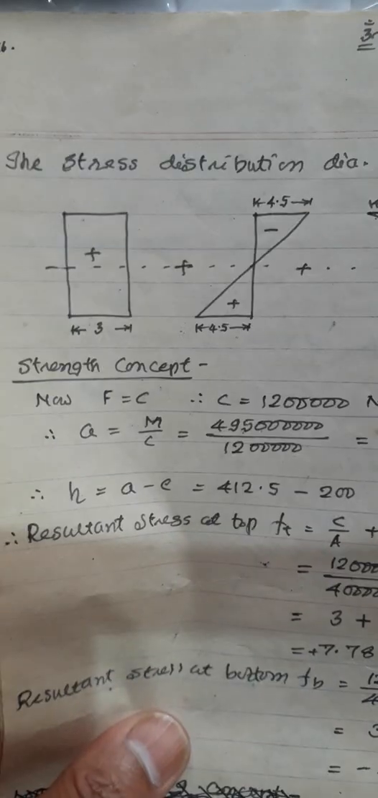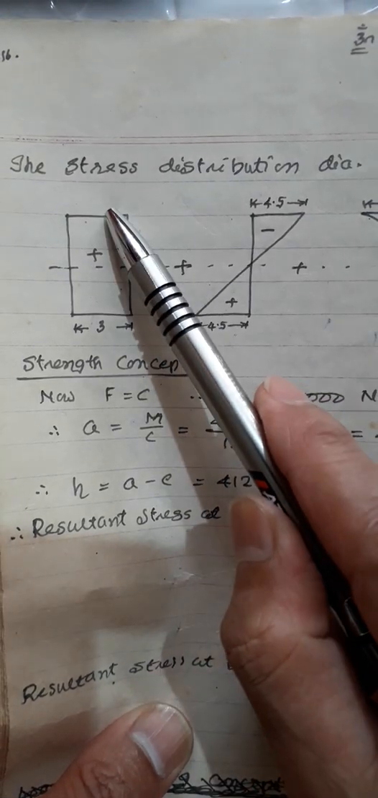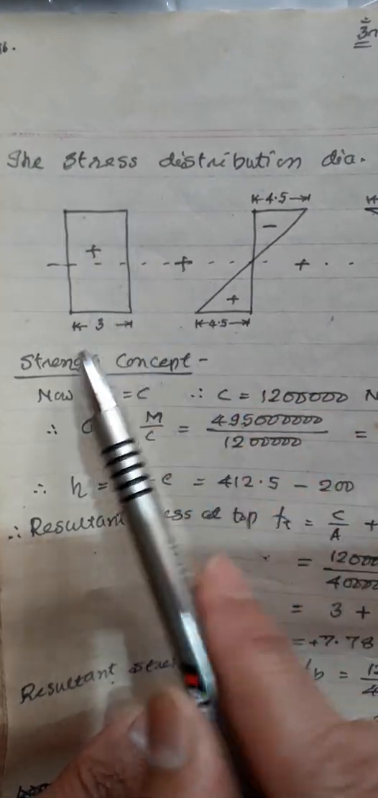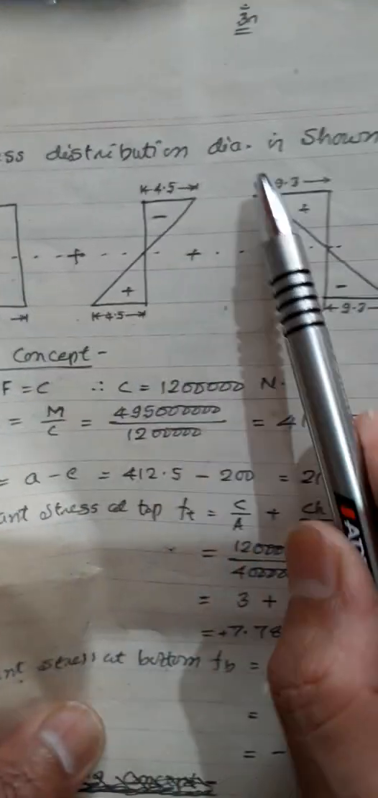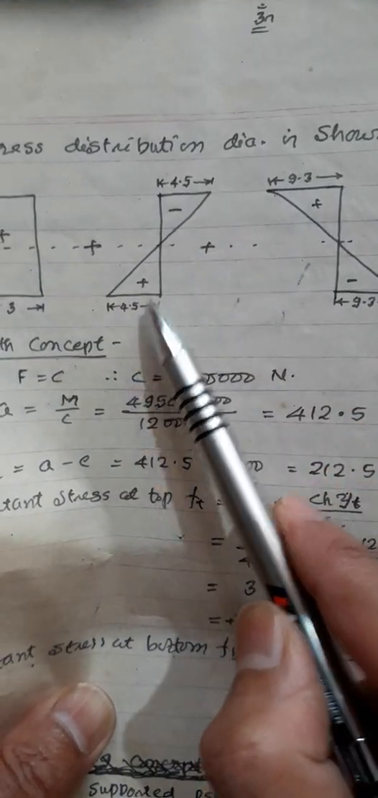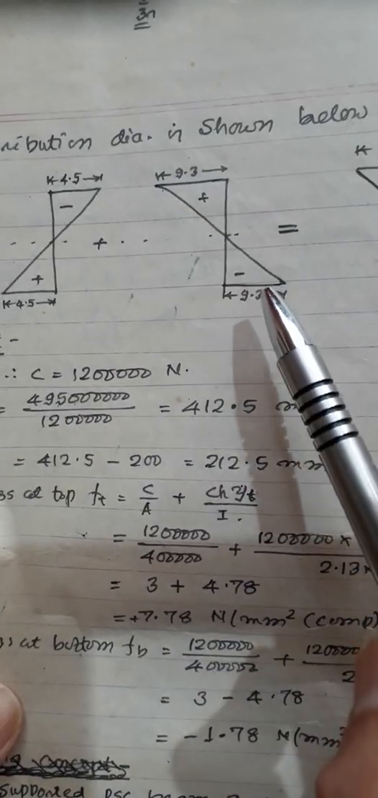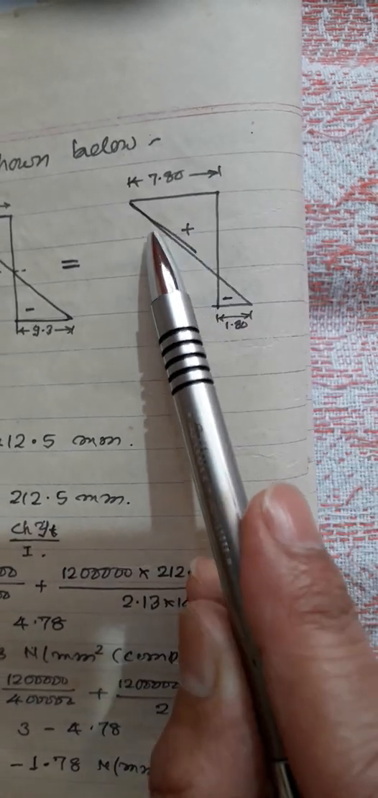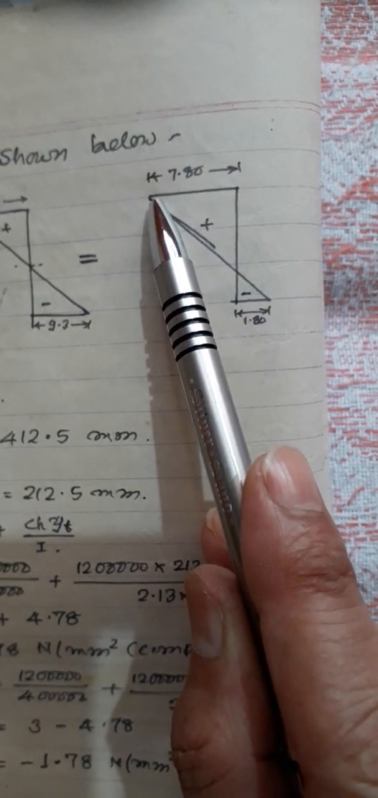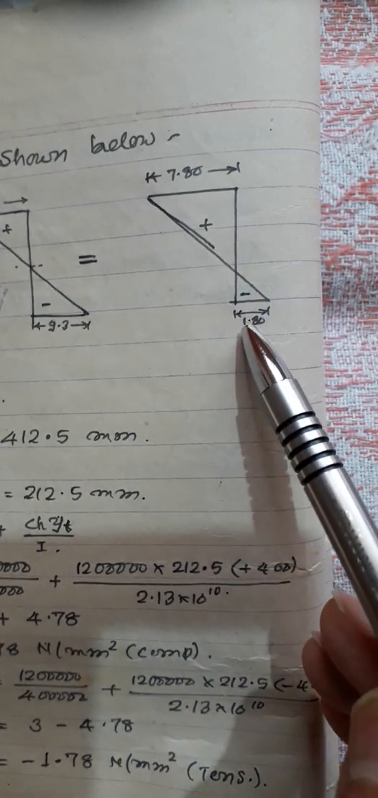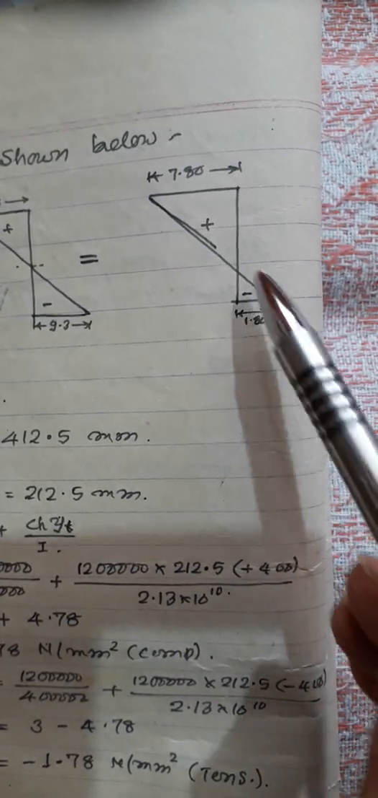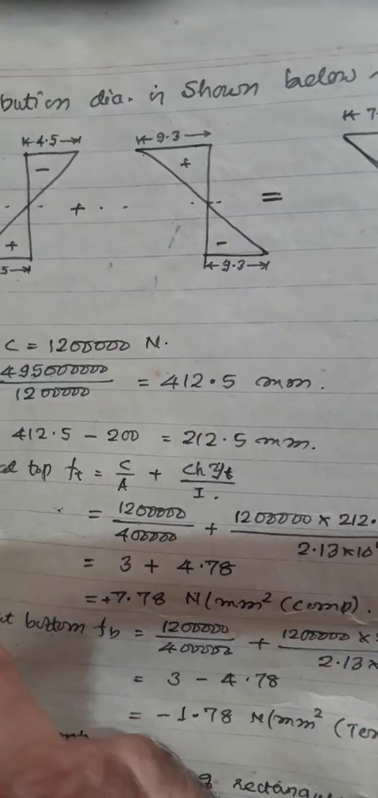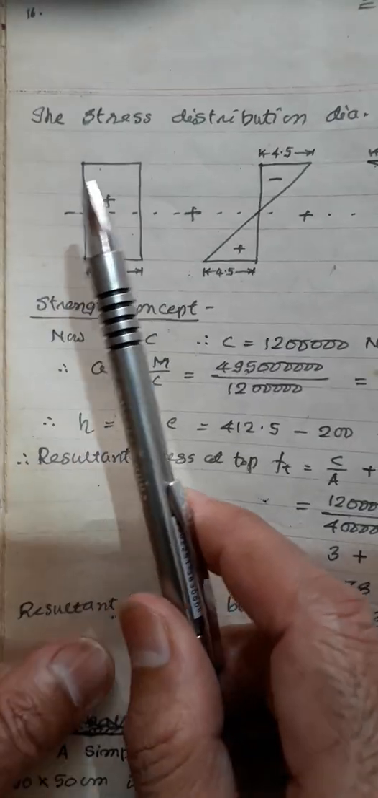So the stress distribution can be drawn like this. Because of this F by A term, it is like this. The FEYT by I term will be like this, and the MYT by I term will be like this. When I add them algebraically, I will get the resultant stress. So the resultant stress is plus 7.8 on the top and minus 1.8 at the bottom. The minus indicates that it is tension. This is how you can draw the stress distribution in a PSC beam by using the stress concept.